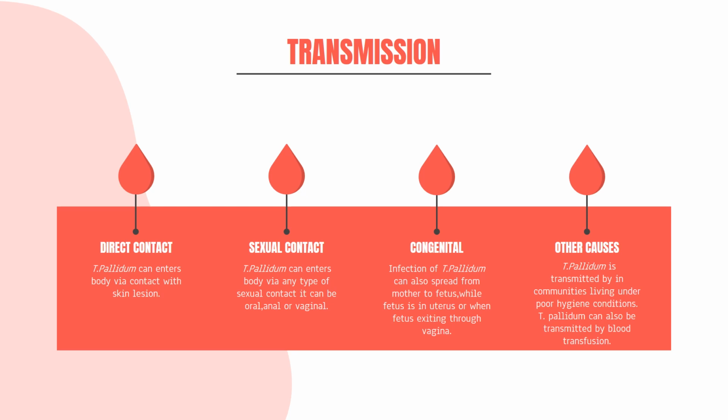Transmission. How can Treponema pallidum enter the body? So there are mainly four routes. First is direct contact. Treponema pallidum can enter the body via contact with skin lesion, skin wound, any sort of skin injury, and sexual contact. It can enter the body via any type of sexual contact like oral, anal or vaginal.